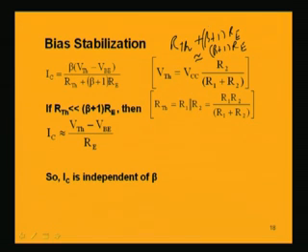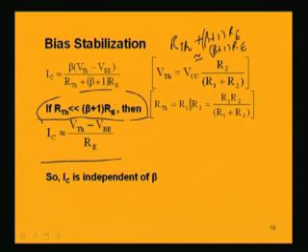And V Thevenin and R Thevenin we can calculate, we already know: V Thevenin is VCC into R2 by R1 plus R2, and R Thevenin is R1 parallel R2. So, now we have made IC insensitive to beta, which will be equal to V Thevenin minus VBE by RE. So, there is no beta here. It is made independent of beta by choosing this properly. These resistances should be chosen properly.